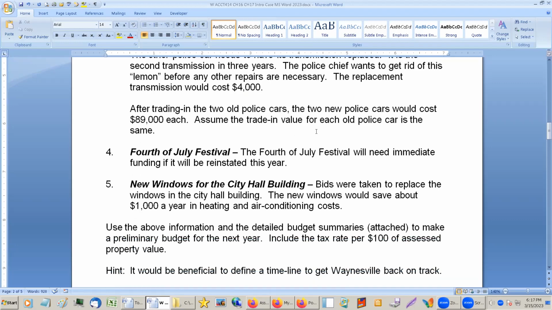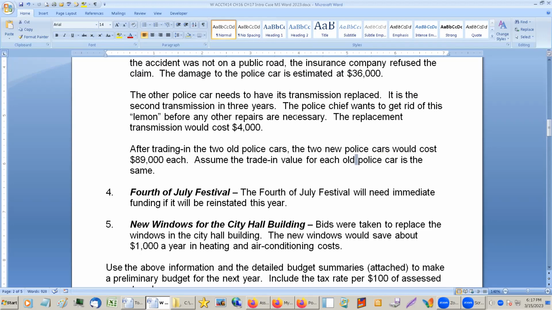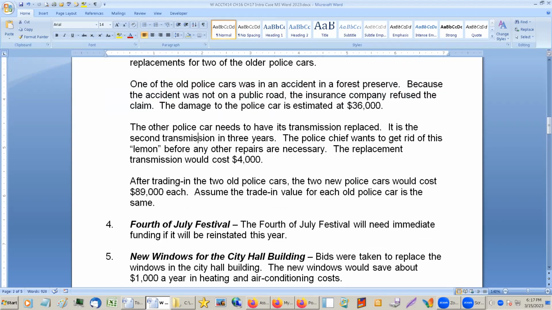They're trading in the two police cars. The new police cars would cost $89,000 each. Assume the trade-in value for each police car is the same. So they're going to get the same price for both.